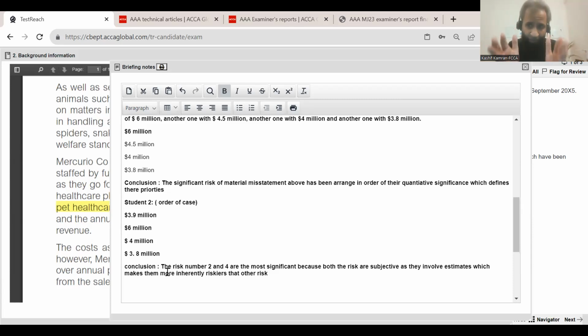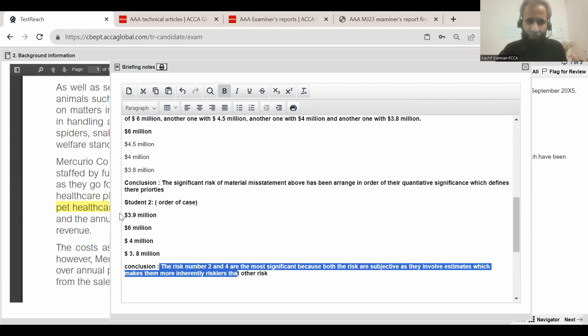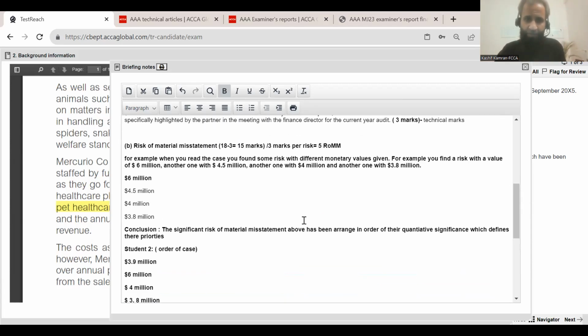So either you arrange them and put that arrangement in the conclusion paragraph, or you write them in any order, but then give a conclusion that out of the list of 4 here, this and this is important and why. So this is how the prioritization would come in. So this is how you go down with the significant risk of material misstatement. Let me show you the examiner comments here. It's pretty easy if you do that.